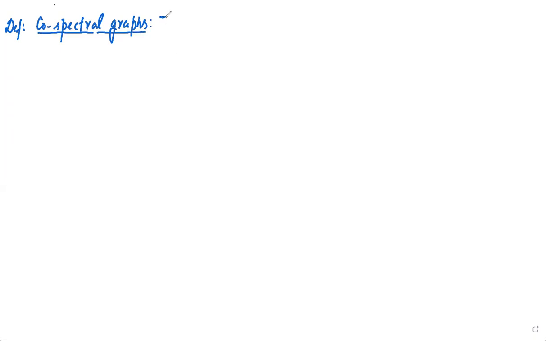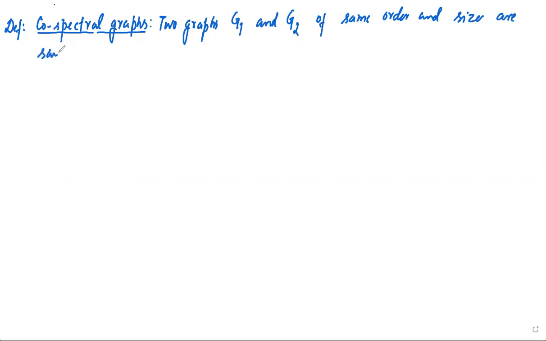So we call two graphs G1 and G2 co-spectral. In fact, these two graphs should be of the same order. Two graphs G1 and G2 of the same order and size are said to be co-spectral if they have the same spectrum.